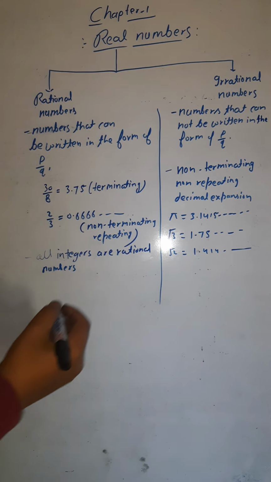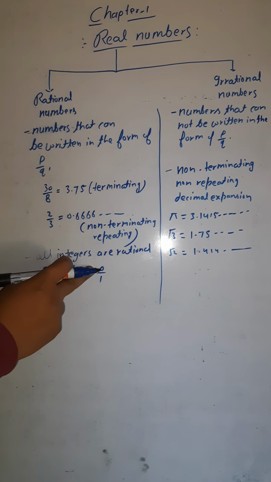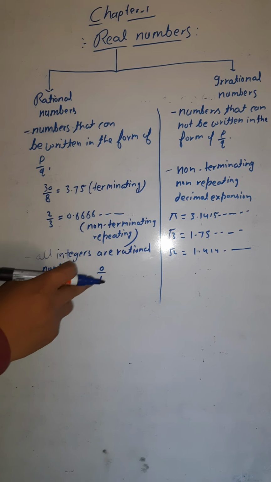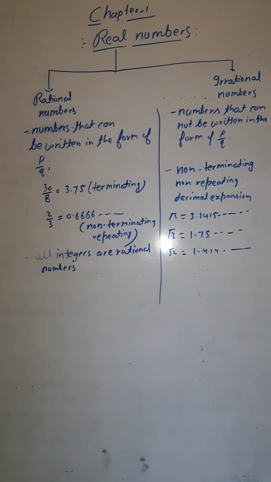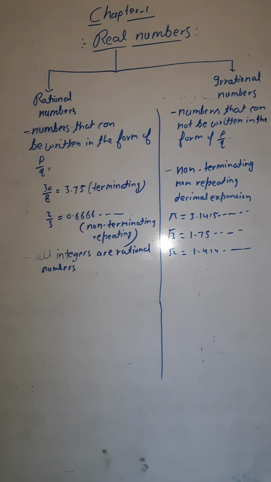0 is also a rational number, because you can write 0 as 0 by 1. 0 is also an integer, so you can write 0 as 0 by 1 in the form of p by q. So 0 is also a rational number, meaning all integers are rational numbers. Now we can divide the rational numbers into different parts. First you note it down.